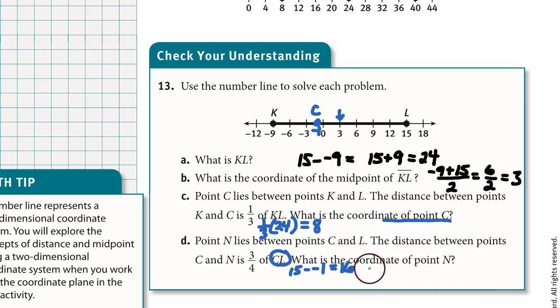What's 3/4 of that? So 3/4 of 16. Let's figure that out. 1/4 of 16 is 4. 3 times 4 is 12. 12 units. Okay, start at point C. Go 12 units to the right. What number would you end up at? From -1 all the way to here at 11 is 12 units. Here is where point N is. 12 units to the right of point C.